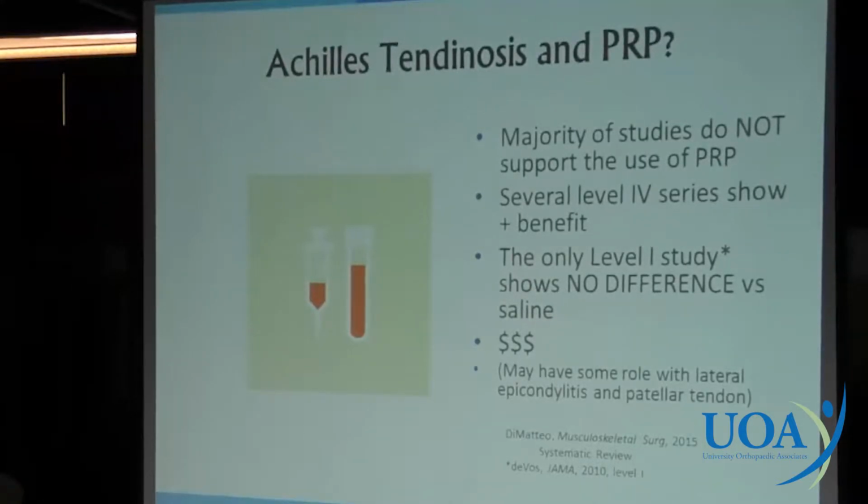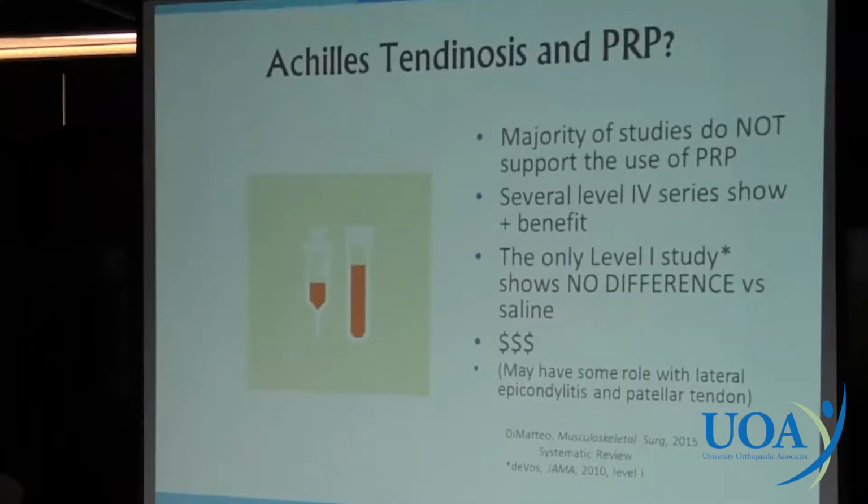However, level 4 studies, which aren't well controlled and aren't put together very well, do show some benefit. Oftentimes those are supported by the industry. There's one good level 1 study out there that compared PRP to a placebo saline injection and showed no difference for Achilles tendonitis. It's very expensive, it's not covered by insurance.